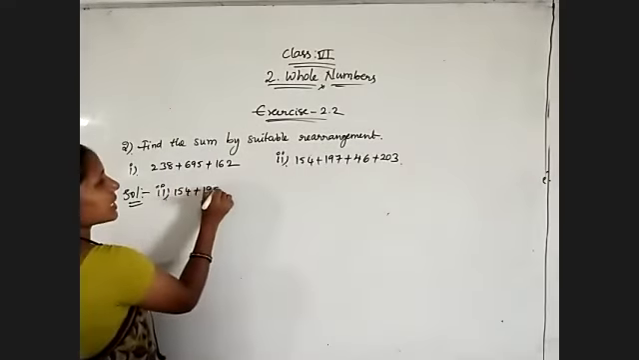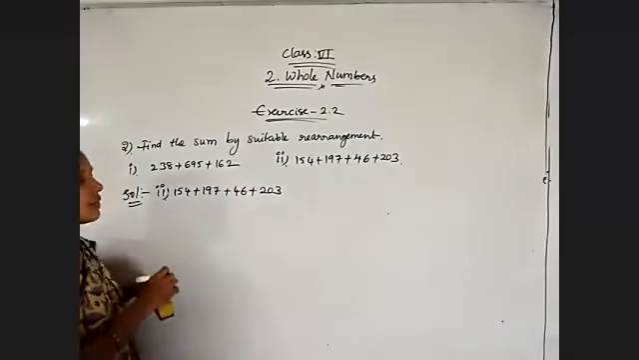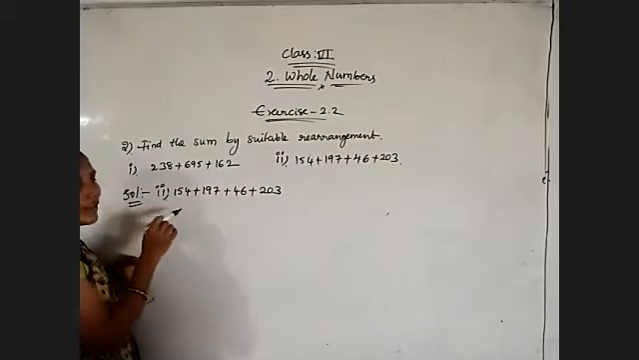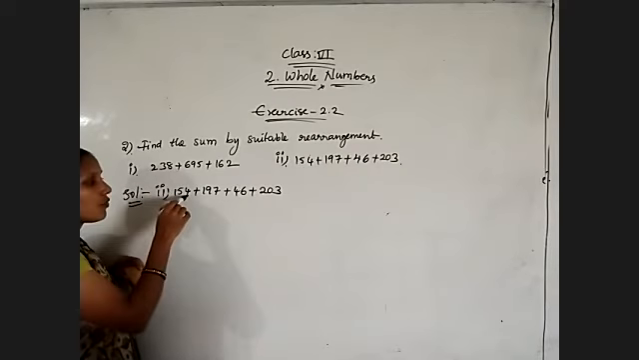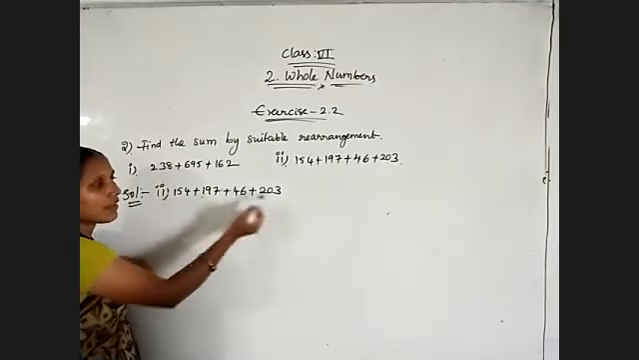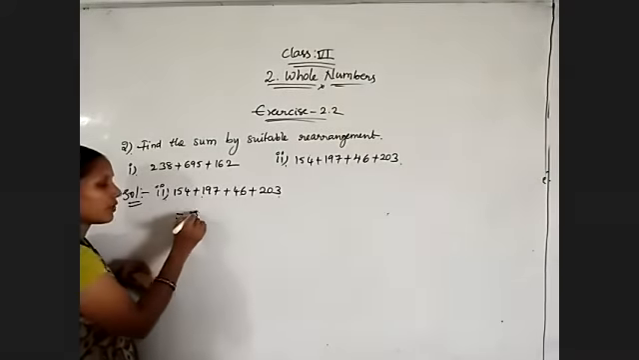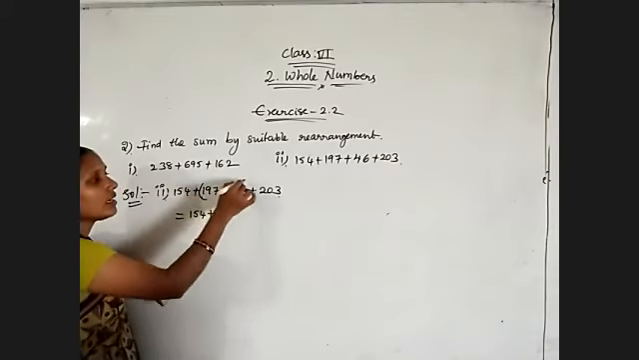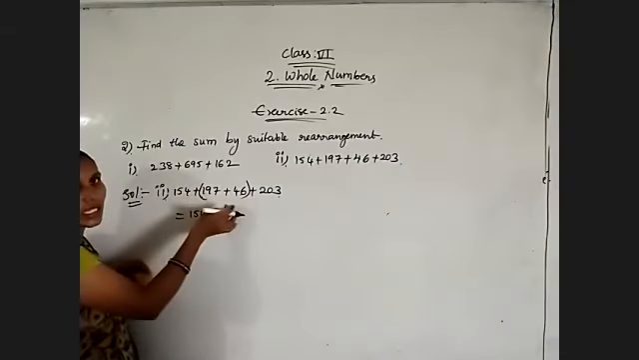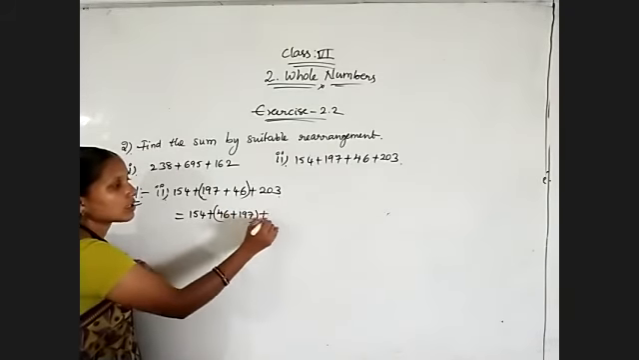154 plus 197 plus 46 plus 203. So as I told you, we need to arrange in such a way that we get the units digit as 0. Which number do we need to add to get 0 as the unit number? 4 plus 6, that means 46 we have to bring here, and 7 plus 3 is 10. So 7 we need to bring that side. So which is equal to 154 plus, again two numbers I am interchanging, 46 plus 197 plus 203.